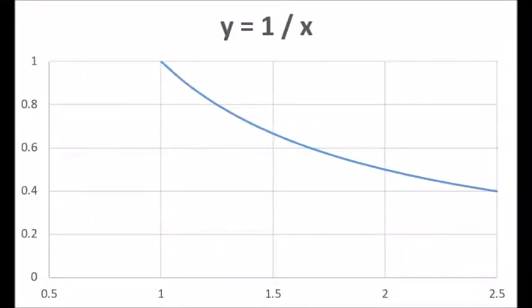To see the details, we will start off with this simple function, y equals 1 over x. We want to integrate from x equals 1 to x equals 2. That is, we want to know the area beneath the curve between these 2 points.